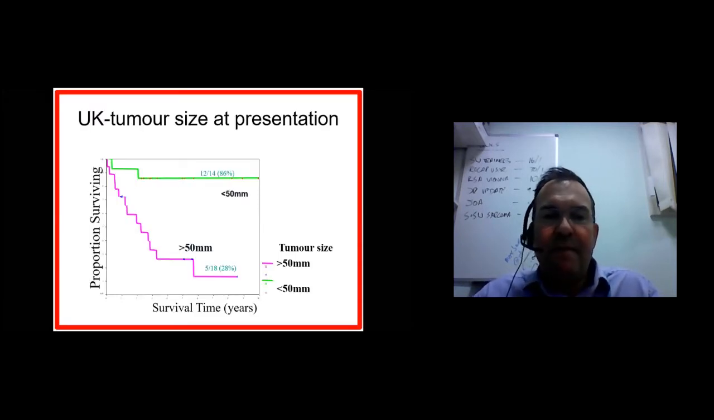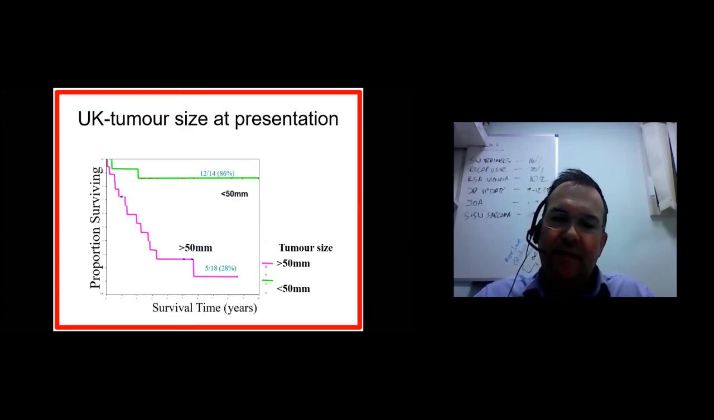And why does it matter? Well, this is a really, really important takeaway slide, and this is something you could talk about at the Viva. The 2 graphs show the survival with different sizes of tumour. So if your tumour is less than 5 centimetres at presentation, i.e. the top green graph, then you have an 86% 5-year survival. If your tumour is greater than 50 millimetres at presentation, your survival is dismal. It's down to about 28%.